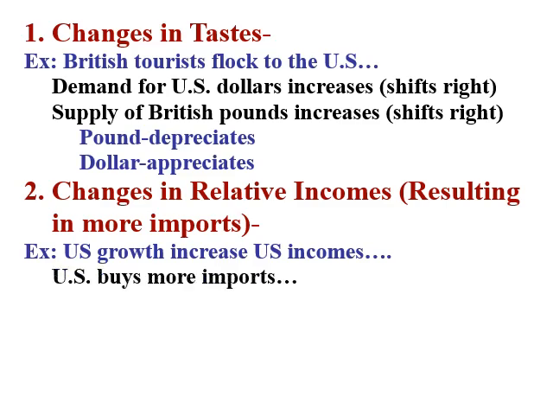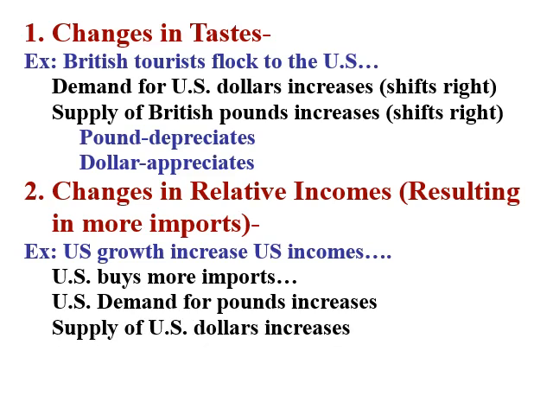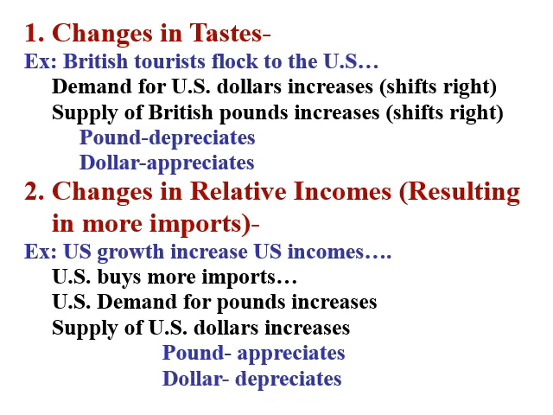What that means is the U.S. is going to buy more imports. To buy those imports, we're going to have to convert our money into British pounds to pay for that transaction. So the U.S. demand for the pound increases. The supply of U.S. dollars increases. And so what we have here is an example where the pound appreciates or gets stronger, and the dollar depreciates or gets weaker.